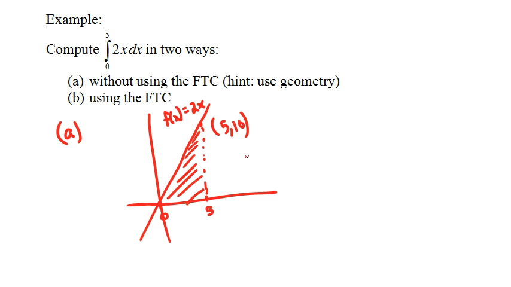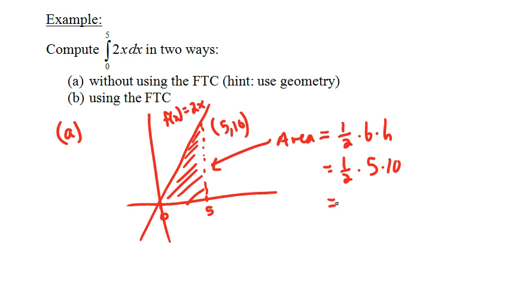It turns out that the area of this region is not hard to calculate, because this region is just a triangle, and we know that the area of a triangle is 1/2 the base times the height. The base of this triangle is 5, and the height is 10, so 1/2 of 5 times 10, or 1/2 of 50, ends up being 25. So the integral from 0 to 5 of 2x dx turns out to be 25.